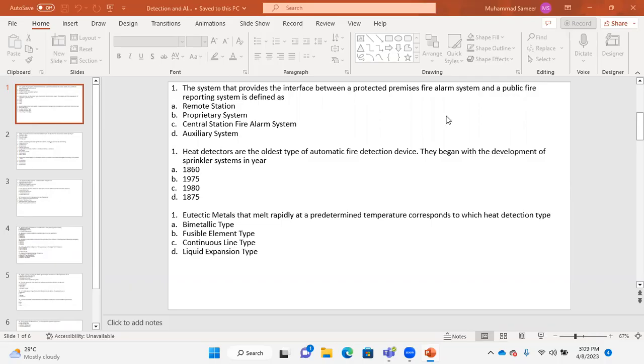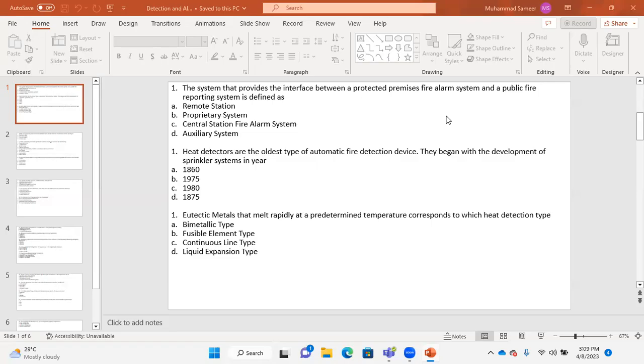Okay, let's see. One is D. Anyone else? Everyone goes for D? Yes, we have discussed this in the fire alarm system types. The system that provides an interface between a protected premises fire alarm system and a public fire reporting system means that an alarm signal goes from the occupancy directly to the civil defense public fire reporting. That is the auxiliary system, that is D.